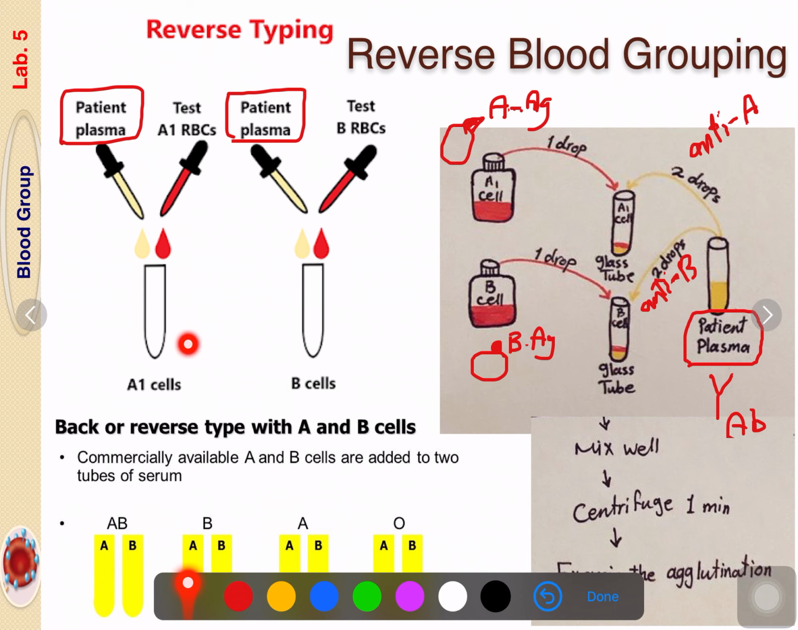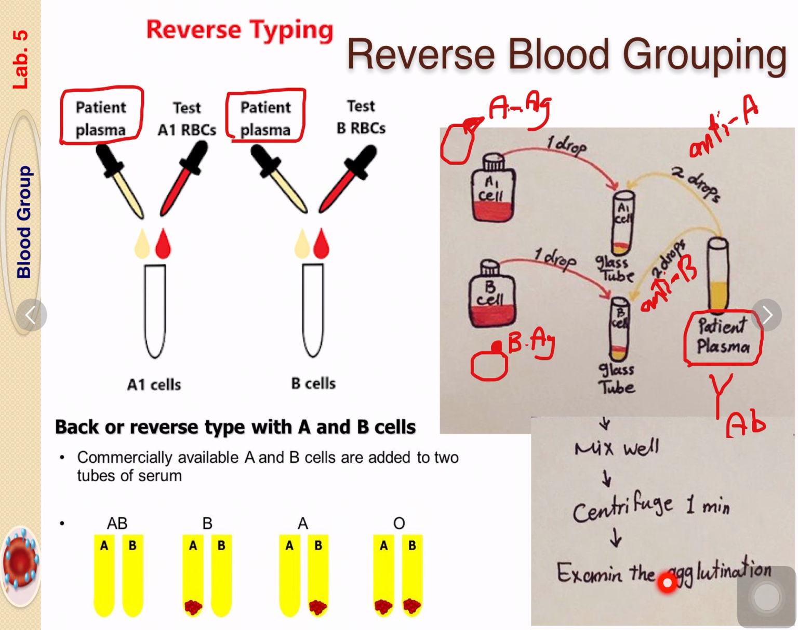Same here. So B cell and A1 cell as a reagent should be prepared as a red blood cell suspension, and you have to add the plasma of the patient. Be careful, you have to add 2 drops of plasma and 1 drop of the red blood cell suspension. Mixing, centrifugation for 1 minute, and examine agglutination.